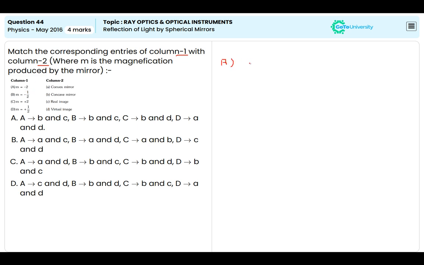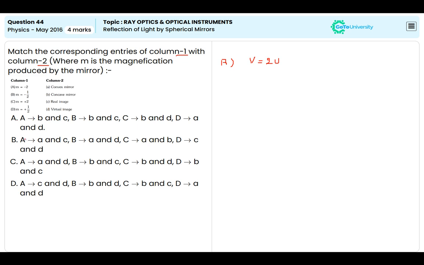A, when the magnification in the mirror is M equal to -2, it implies that V is equal to 2U. Since V and U have the same sign, it indicates that it is a concave mirror and a real image. So A is matched to B and C here.